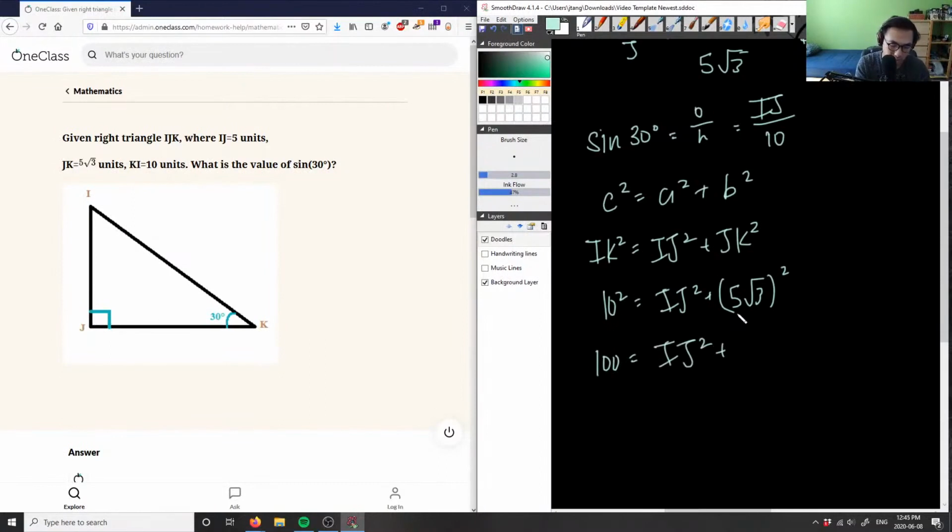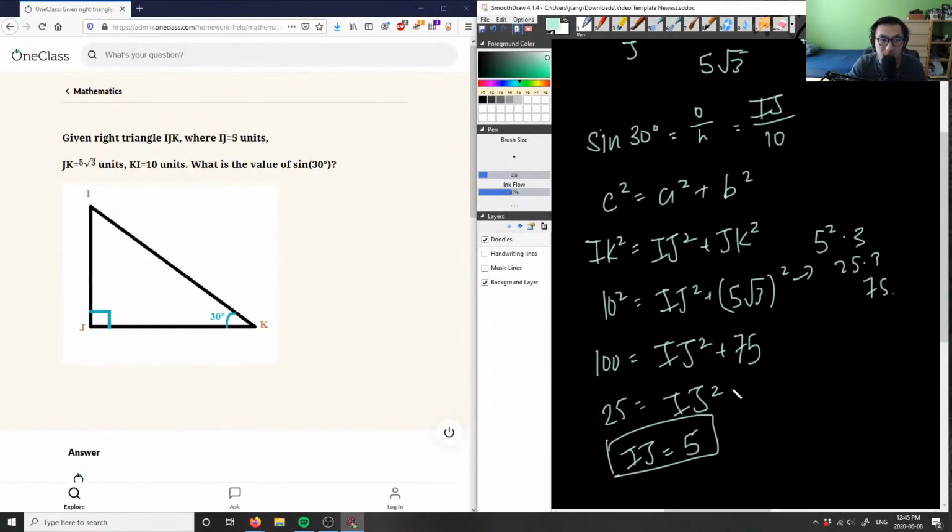So let me just use my calculator. 5 root 3 squared is going to give me 75. And if we want to know this, we can simply do 5 squared times 3, which is 25 times 3, which gives 75. So that's the calculation for that. I can subtract 75 from both sides to give me 25 equals IJ squared. We can square root both sides to get IJ equals 5.